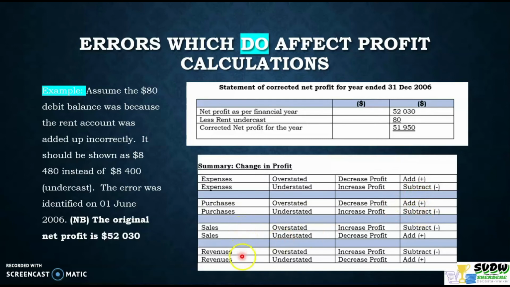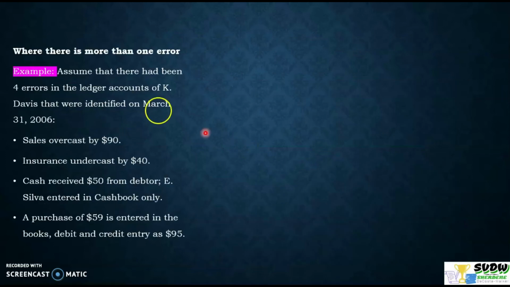While sales and revenue, if overcast, you're going to have a greater profit, so you're going to have to less it by what it was overcast by. And sales and revenue, if undercast, causes your profit to be less than it should have been, so you're going to add back what it was undercast by. I hope you understand. So here's an example where there's more than one error, and we're going to look at how it affected our net profit.